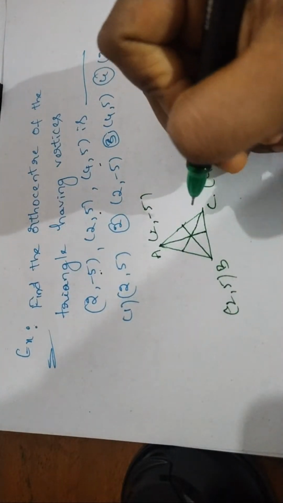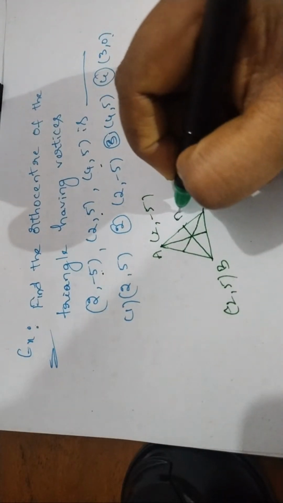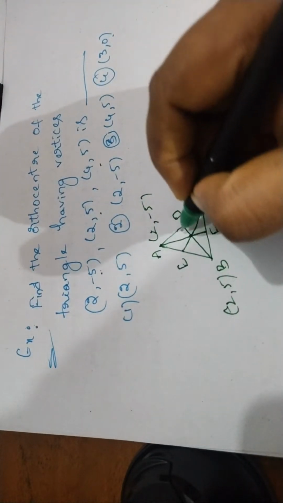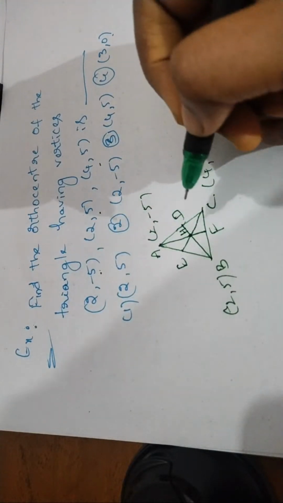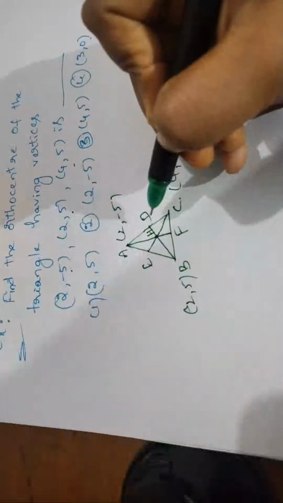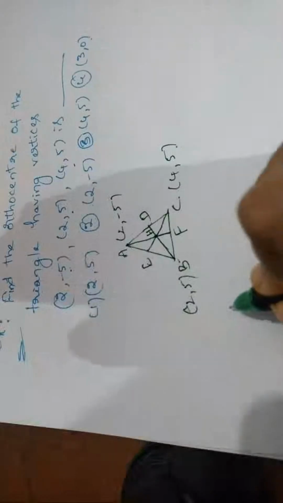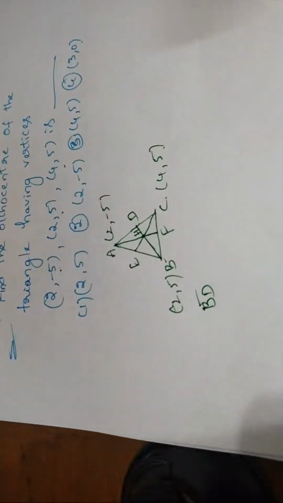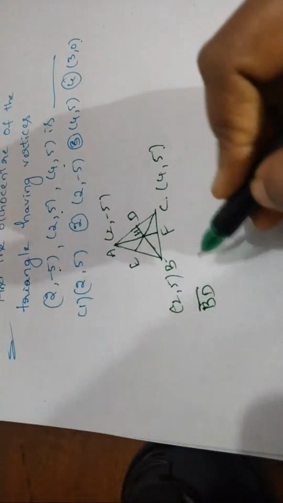I'll give names for these feet: here I will take D, here E, and this is F. This is the orthocenter, and I want to find this point of intersection. How do we find it? First, take any one altitude. I will take the altitude BD. For this altitude BD, first we need to find the slope.